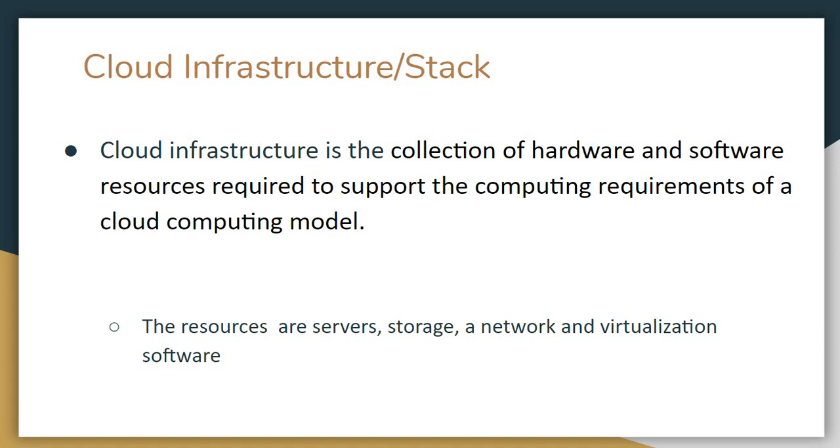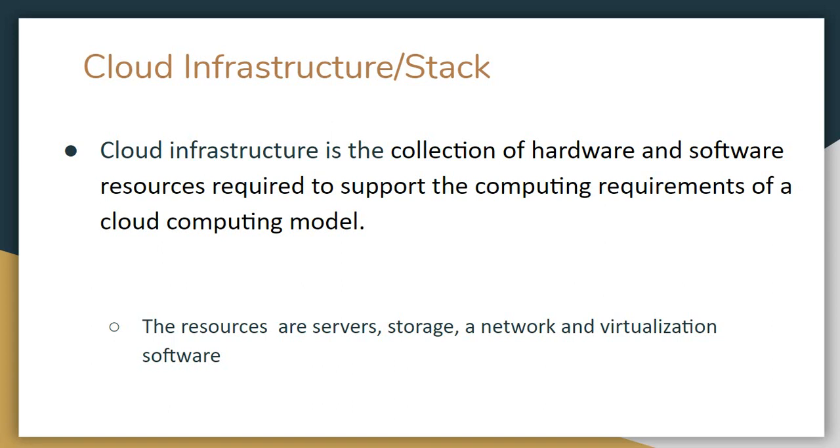So what is a cloud infrastructure? It is a collection of hardware and software resources required to support the computing requirements of a cloud computing model. Now, from this simple definition, there are 2 basic things we need to take note of. Number 1, we need to take note of the collection of hardware and software resources. Number 2, we need to take note of the cloud computing model. We're going to be looking at these 2 things closely in this class.